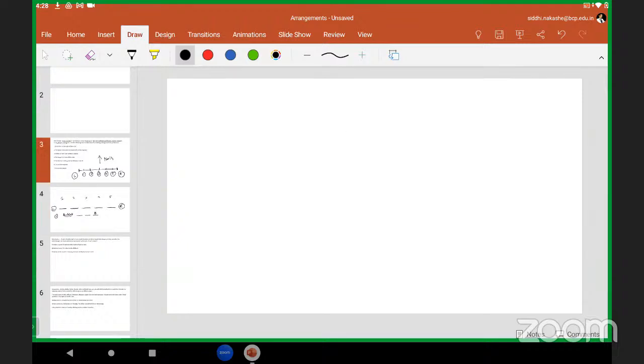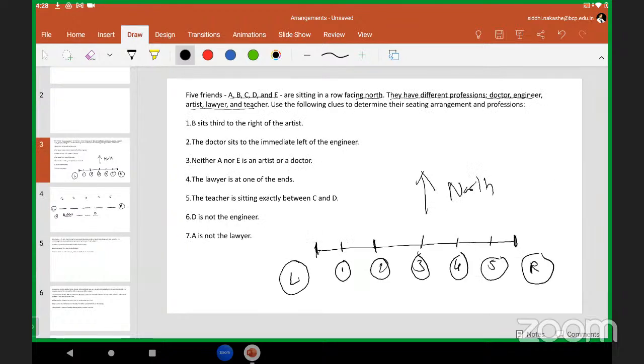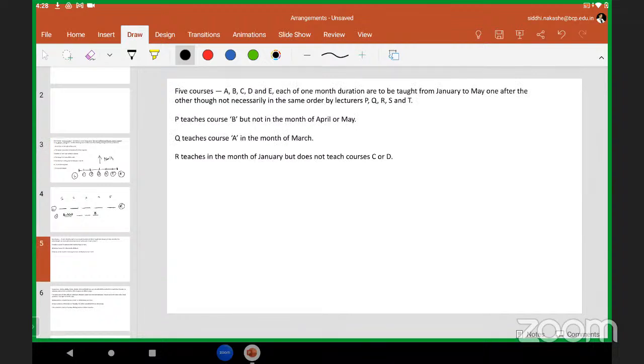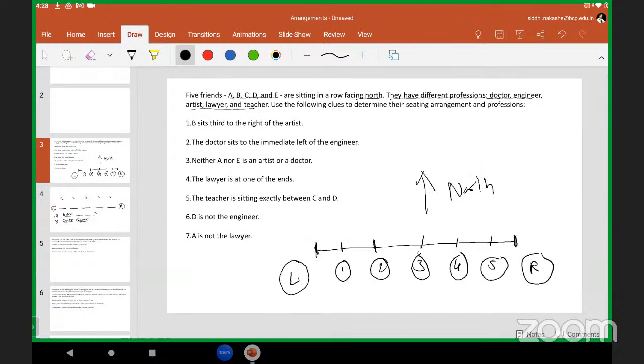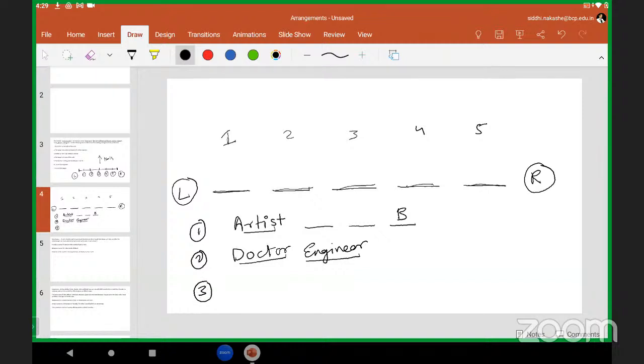Moving forward to the second condition, the doctor sits to the immediate left of the engineer. So what is the second condition? The second condition is that the doctor sits to the immediate left of the engineer. And neither A nor E is a doctor, artist or doctor. So the third condition given over here is not A, not E. Both of them are neither doctor or engineer.